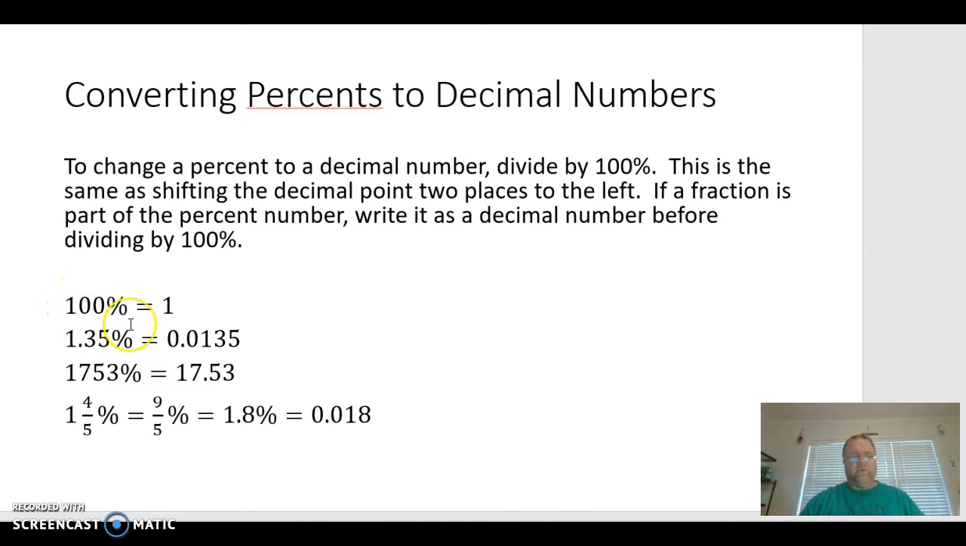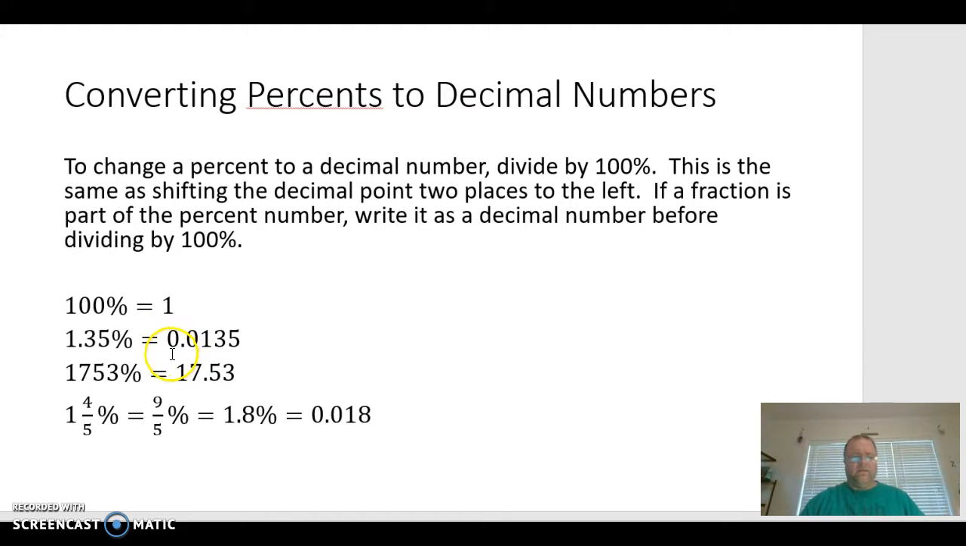All right, so the first one, 100%, the decimal place is right here, so we move it to the left. That gives us 1.35%. We're going to move that decimal place 2 to the left. Since there's nothing there, we put a 0. That gives us 0.0135.